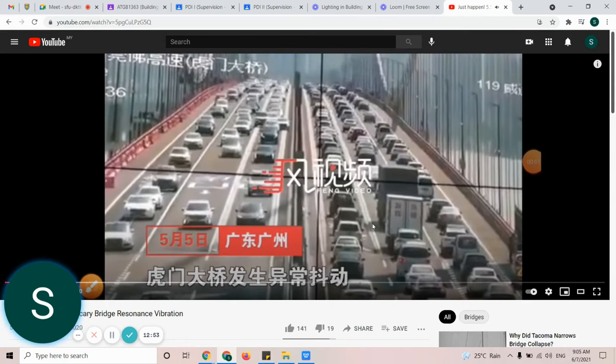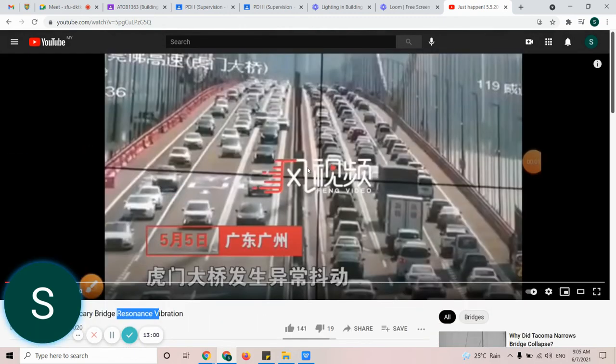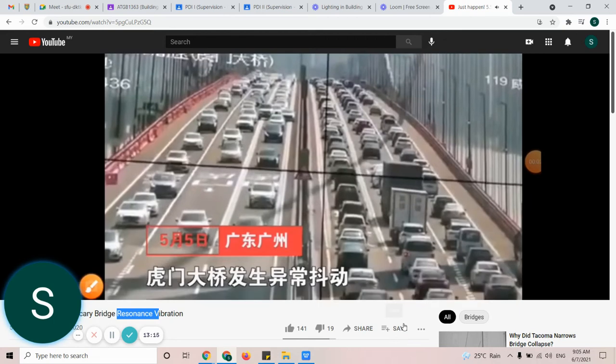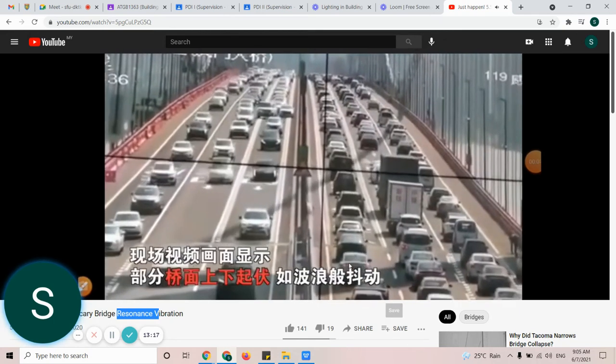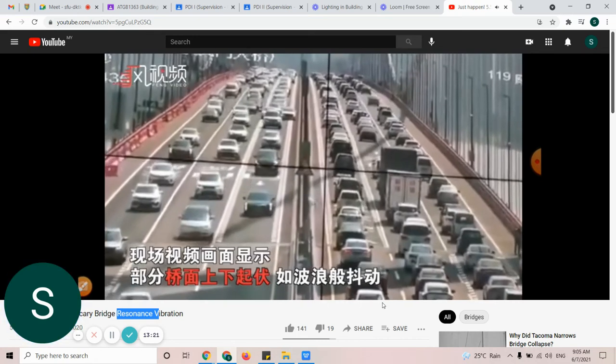This is a bridge in Japan, and it shows a resonant vibration. This is due to the wind blowing through the bridge, and there are also vehicles, which all add up to how this bridge starts to resonate and move. You notice that the bridge starts to turn wavy.